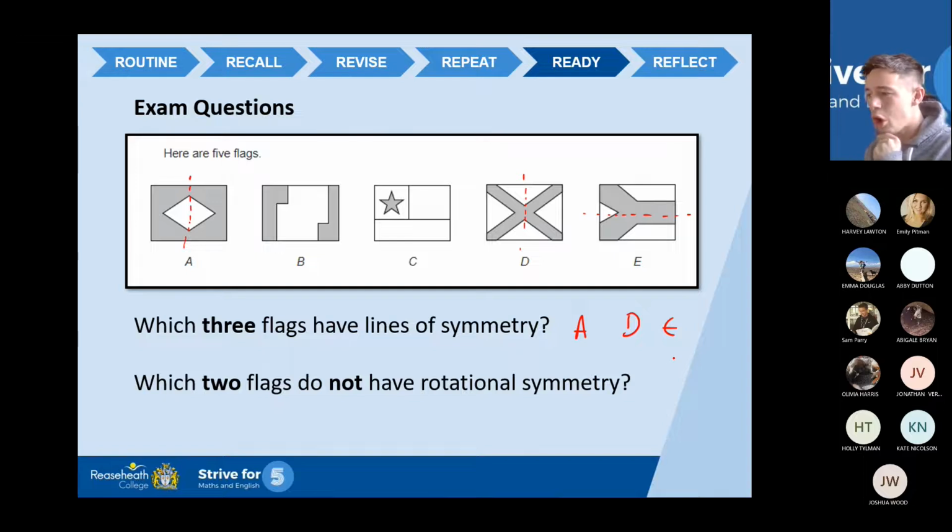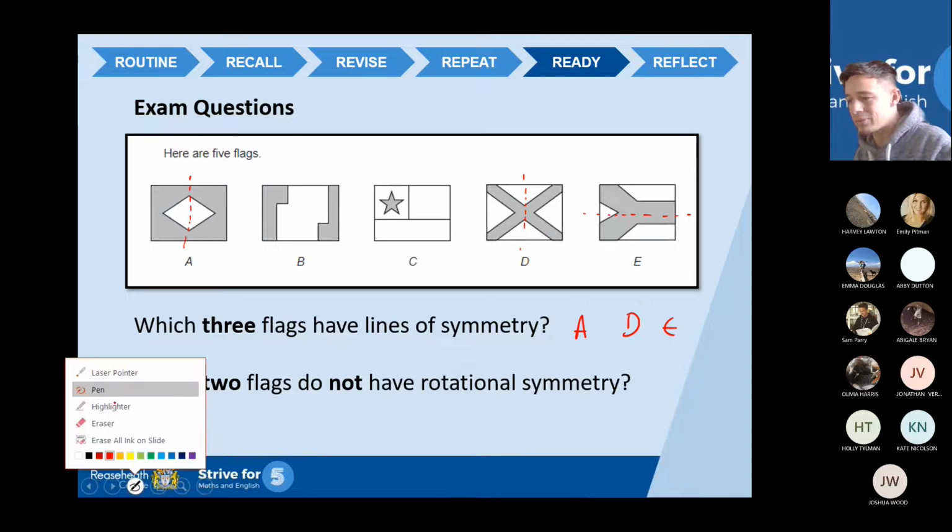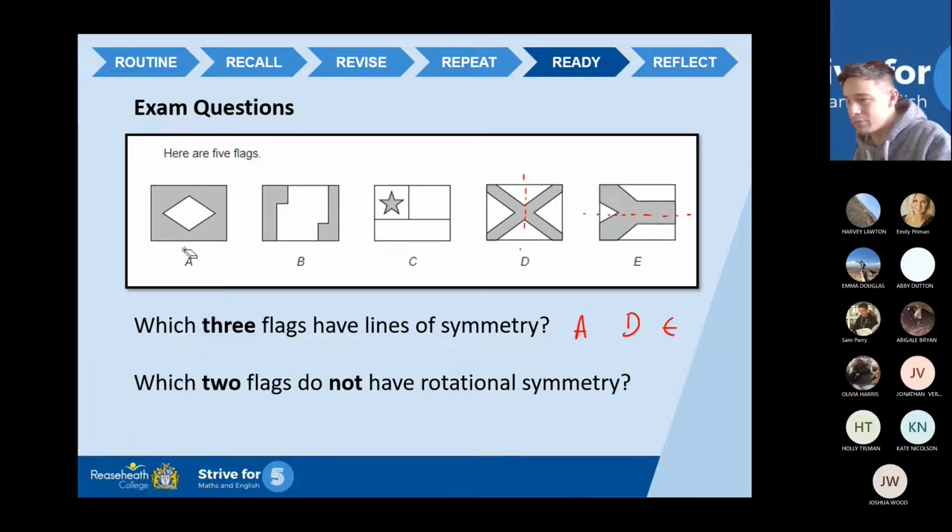Which two flags do not have rotational symmetry? So which of these flags can I not rotate and then look the same? So let me just get rid of my lines of symmetry. So what are you guys thinking? If you had to put your hat on something, what would you say? So which one of those shapes can you rotate and it look the same? Have a look.